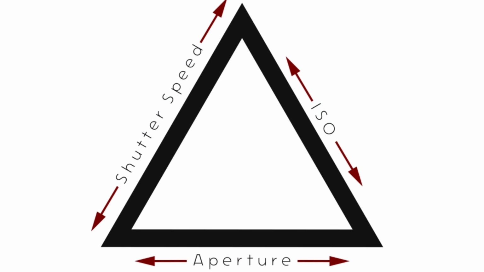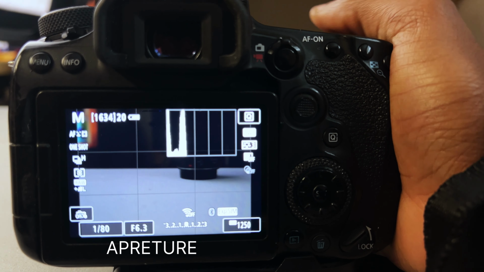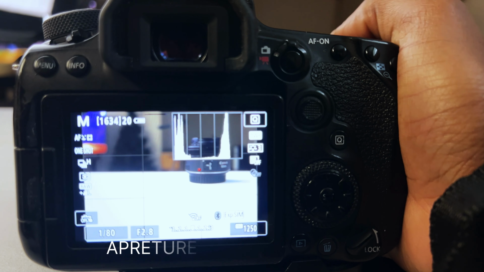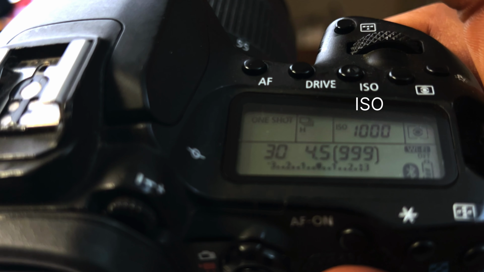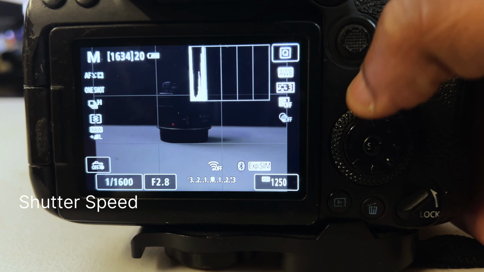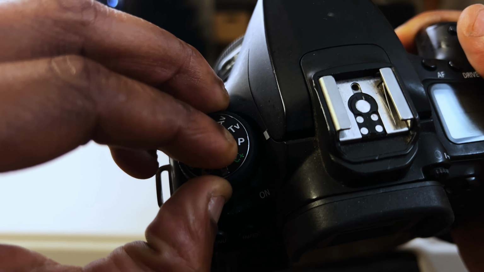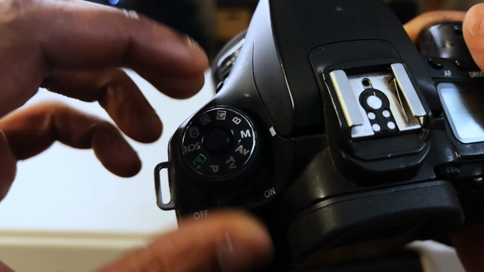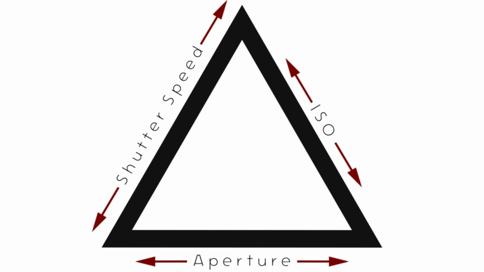Now that we know what each setting does, the key is balancing all three. If you adjust one setting, you'll need to change the others to maintain proper exposure. For example, if you open up your aperture to f/2.8 for that blurry background, you'll need to lower your ISO or use a faster shutter speed to prevent overexposure of your image. This is where manual mode comes in handy. You'll use the exposure triangle to find the perfect balance for each scene.